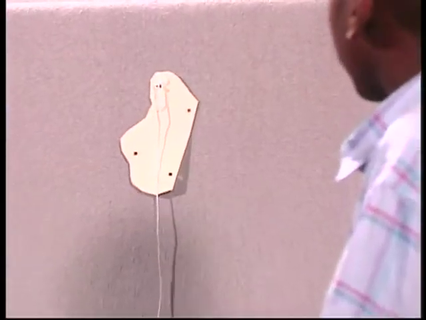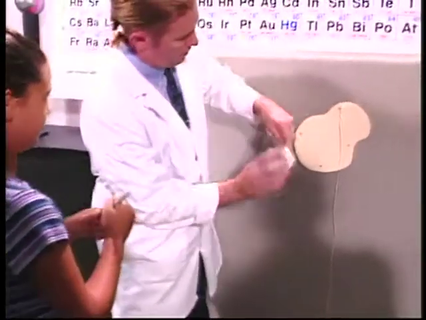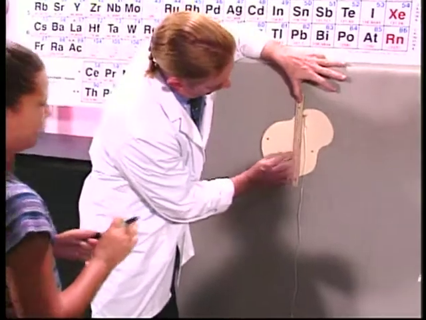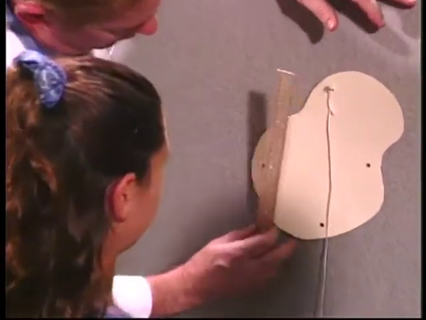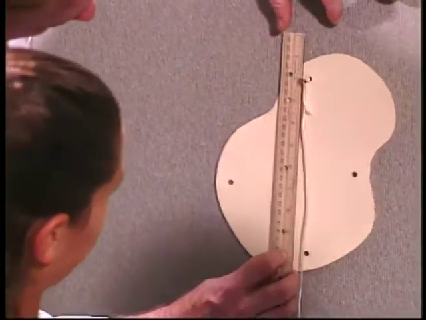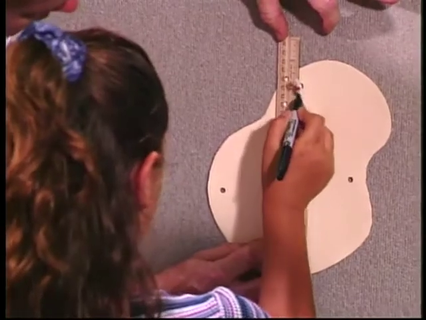Now, let the paper and the string swing freely. Now, I'm going to hold this on here like this. I want you to draw a line. Make sure the center of gravity is working on this thing here. And we're going to make a line. Draw the line. Right. Very good.